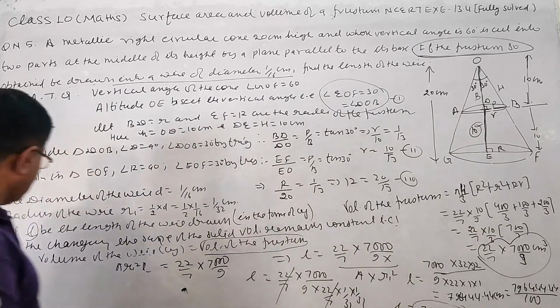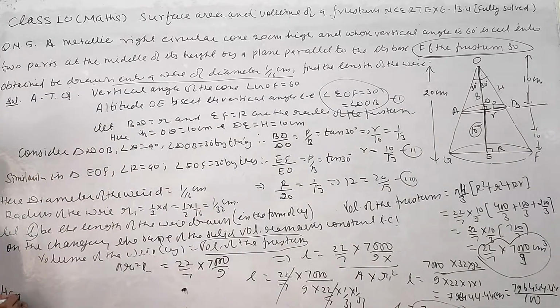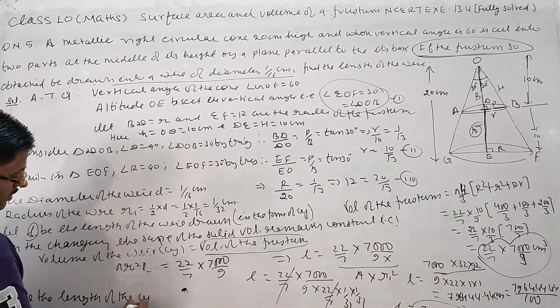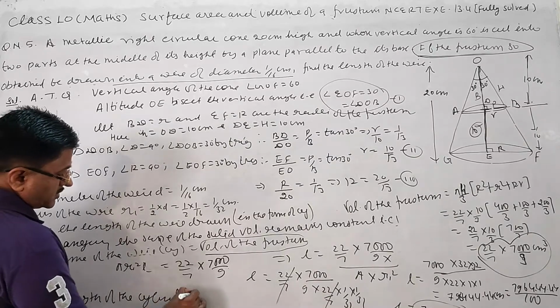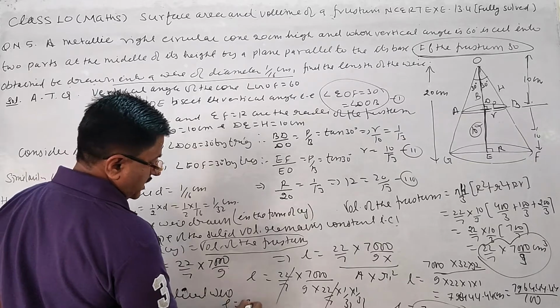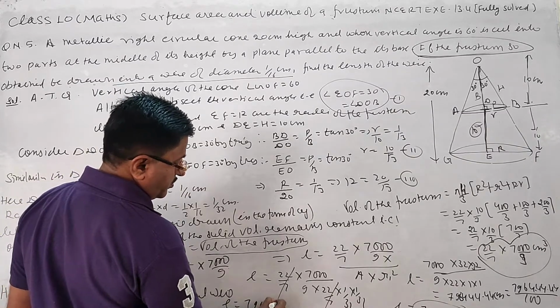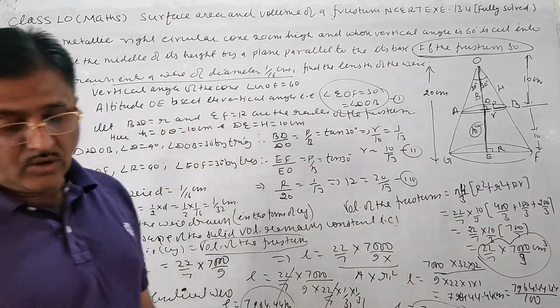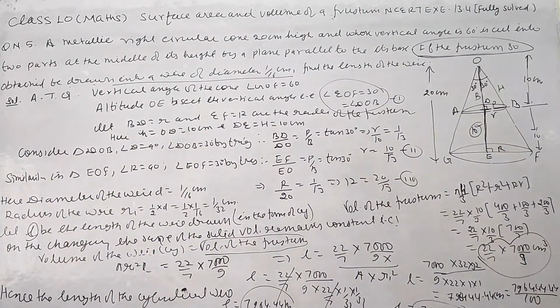So hence the length of the cylindrical wire, that is L equal to 7964.44 meter. So dear student, in this way one can find the length of the wire which can be obtained from the combination of this. So this is very important question.